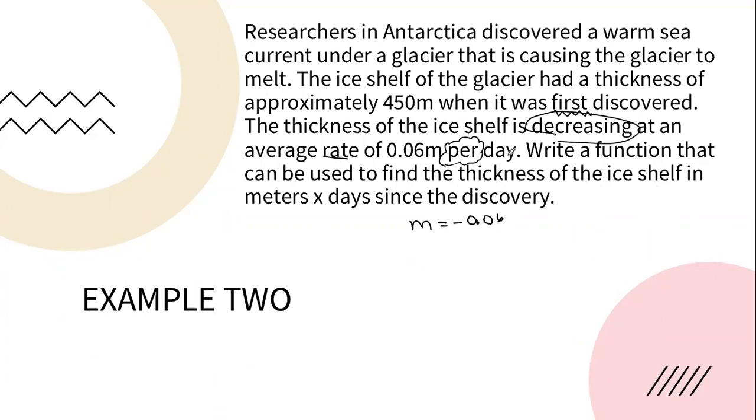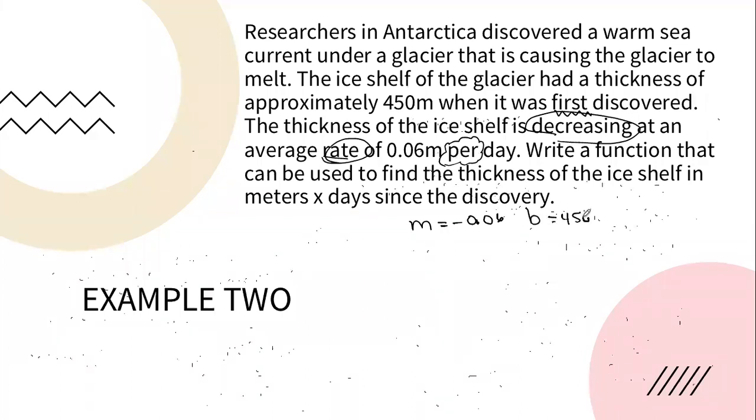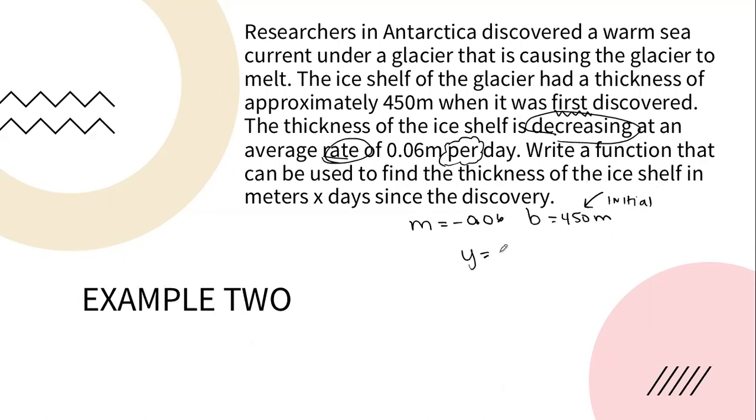And I know it's the slope because it says per day. This is the rate. And we know that slope is the same thing as rate of change. So we know that this is decreasing at a rate of 0.06. That means our y-intercept is 450 meters because this is how much I started with. This is my initial amount. So then my equation would be y equals negative 0.06x plus 450. And here's my equation.